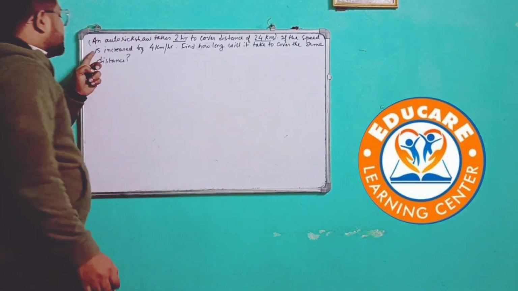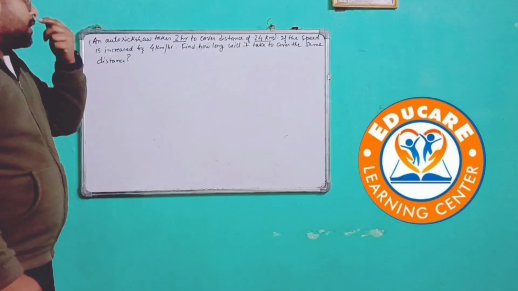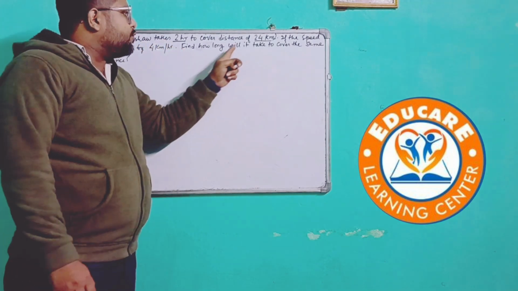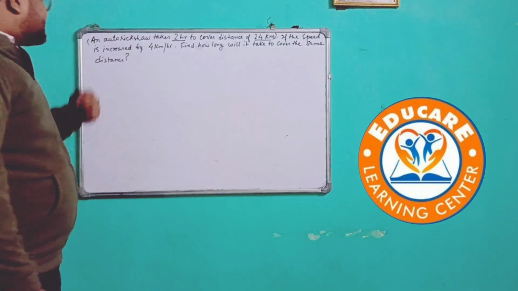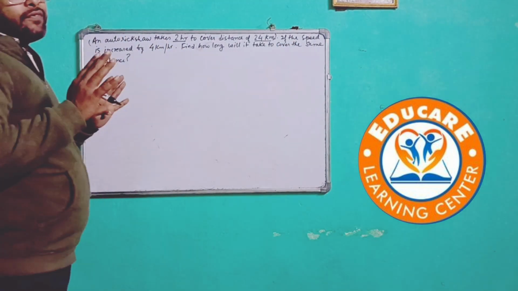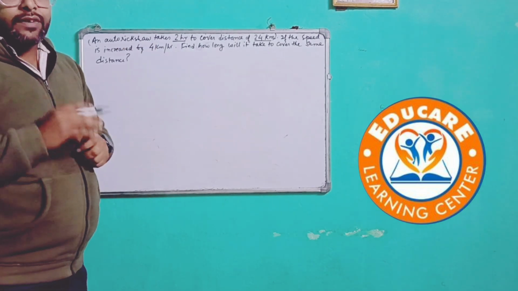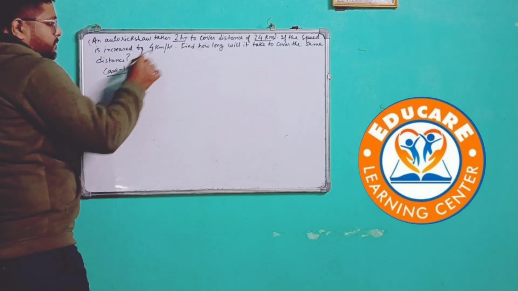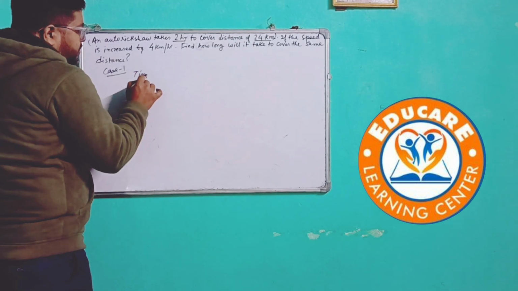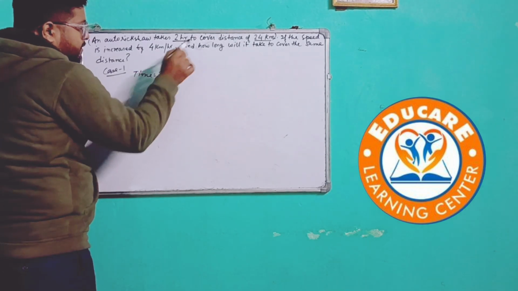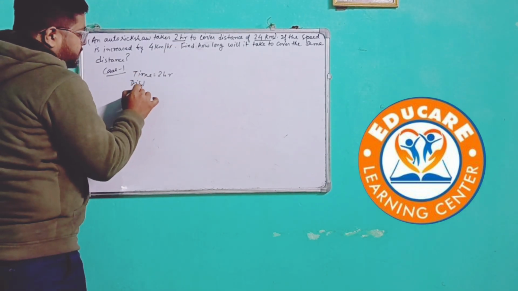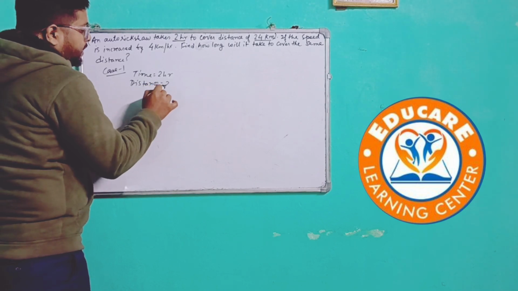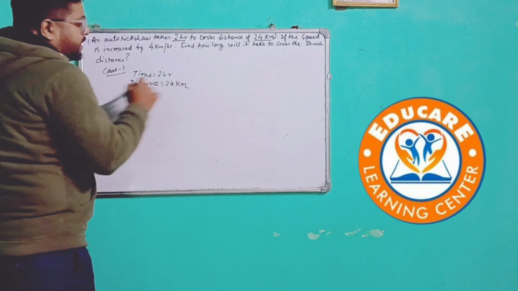If the speed is increased by 4 kilometers per hour, find how long will it take to cover the same distance. There are two different cases in this sum. The first case is, let's say case 1, a time is mentioned, that is 2 hours, and a distance is given, that is 24 kilometers. This is our case 1.